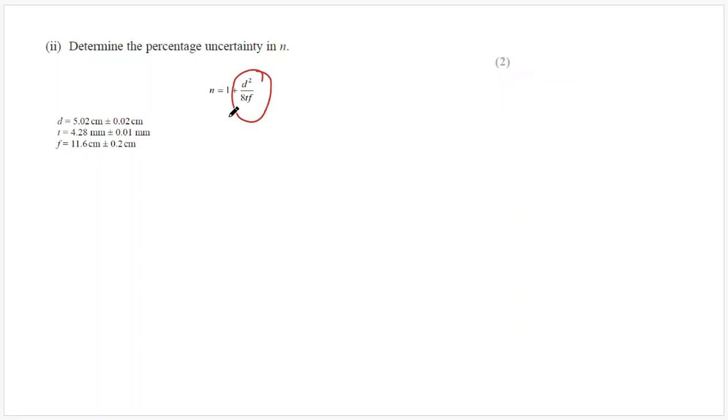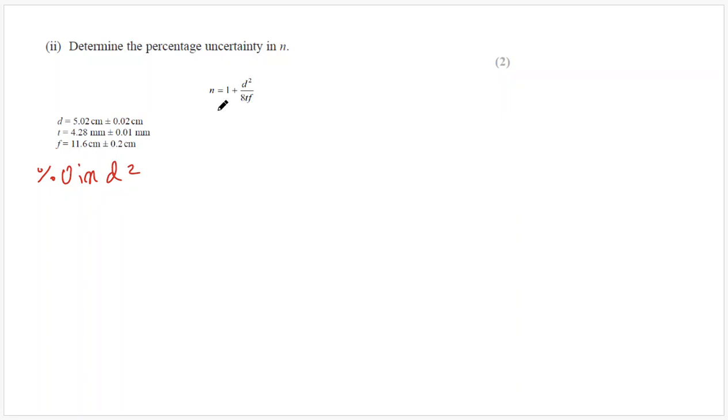If you look at these values, these are in product or division form. So when quantities are in product or division form, multiplication or division form, you deal with percentage uncertainties. By the way, this would be the lengthiest 2-mark question you'll have ever seen, and that's the only way to solve it. So you first start off with percentage uncertainty in d square, right?